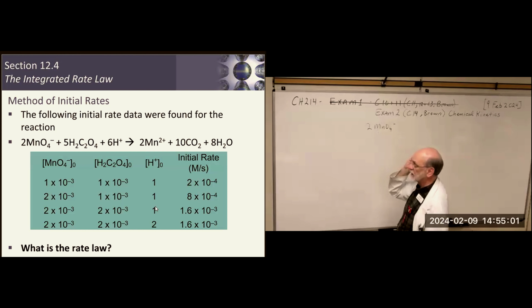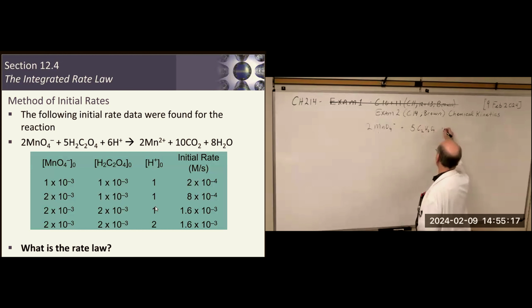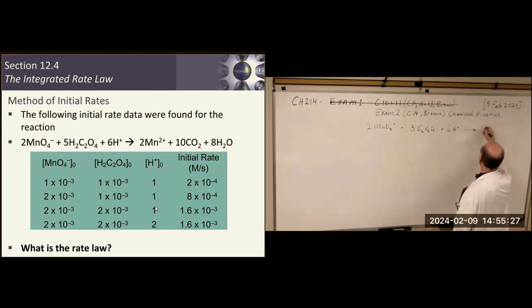2 MnO4 minus, and then 5 C2H2O4 plus 6 H plus. So this is an acidic solution. And then we have products, and they don't matter for our calculations: Mn2 plus, and then carbon dioxide. They only matter for the stoichiometry, and the 8 waters.